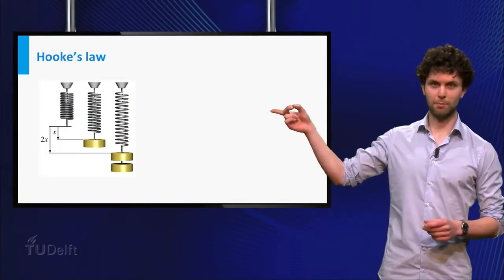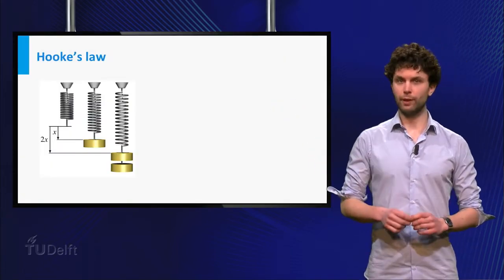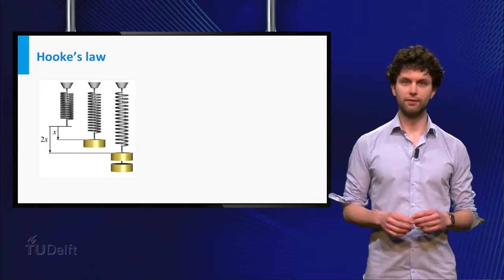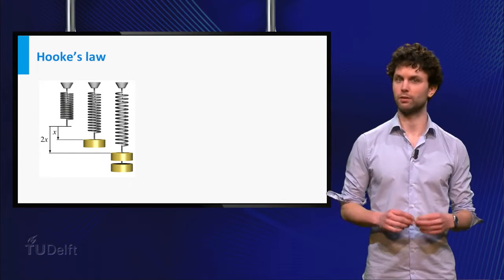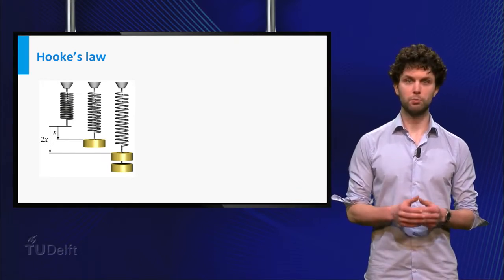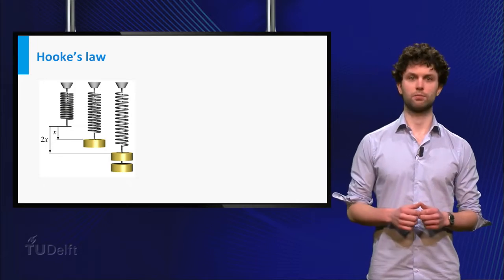Consider the following example from physics. If we hang a weight on the end of a spring, it will stretch. And for different weights, the spring will stretch to different lengths. According to Hooke's law, the amount of stretch is proportional to the weight of the load.